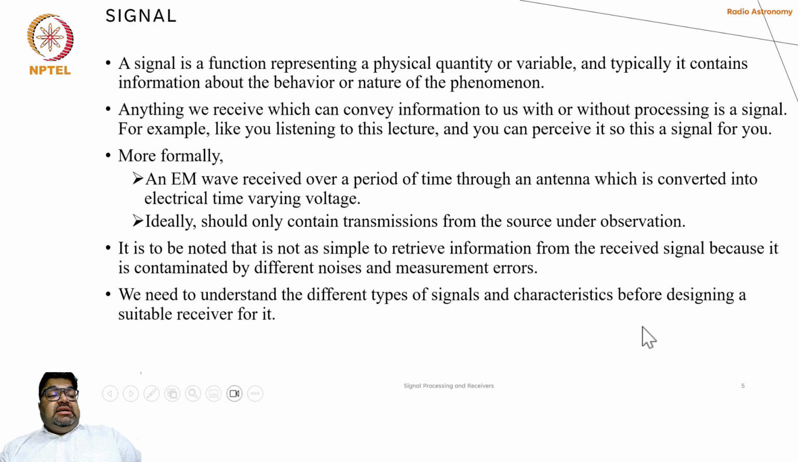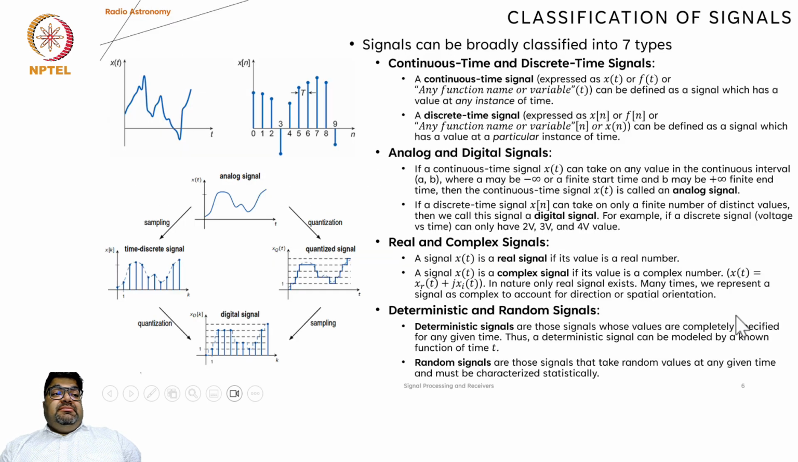We will discuss the nature of those kinds of interferences one by one in future weeks. We need to understand the different types of signals and their characteristics before designing a suitable receiver for them. That's the reason we need to understand the nature of the signals. Broadly, signals can be classified into 7 different types. Continuous time and discrete time signals. As the name suggests, a continuous time signal varies continuously with time, and a discrete time signal is discretized over time.